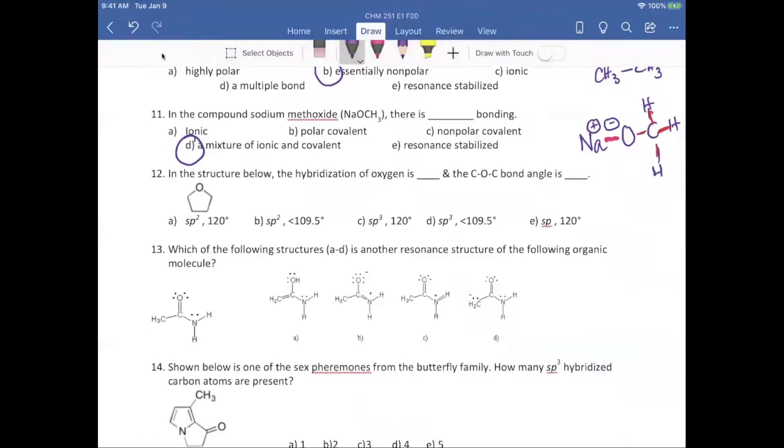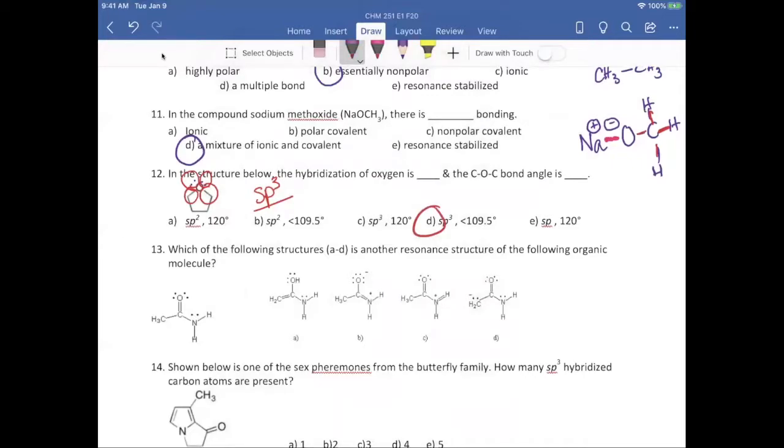In the structure below, the hybridization of oxygen is what? And the COC bond angle is what? So the first thing I do for all of these is to draw in my lone pairs. Once I've drawn my lone pairs in on that oxygen, I can ask myself how many things are coming off of it, and remember lone pairs count. So we have 1, 2, 3, 4 things coming off that oxygen. So if I have 4 things coming off of it, it is going to be sp3. And then when I have 4 things coming off of any atom, I use VSEPR theory and figure out how to make those get as far away from each other as possible. That would be tetrahedral, and so that's going to be 109.5. The 2 lone pairs actually push it down, so it's somewhat less than 109.5. So my answer here is D.